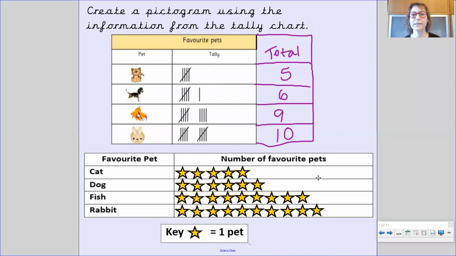I hope that your pictogram looks something like mine. So I have 5 stars here, 6 here, 9 here, and 10 here. And again, I can say to you, which pet is the most common? And you can see straight away, a rabbit has the most. Which pet is the least favourite? And again, you can see the one that's got the smallest number is cat. I could ask you, how many more dogs than cats are there? And you can see if you line up dog and cat, there's just 1 more dog.